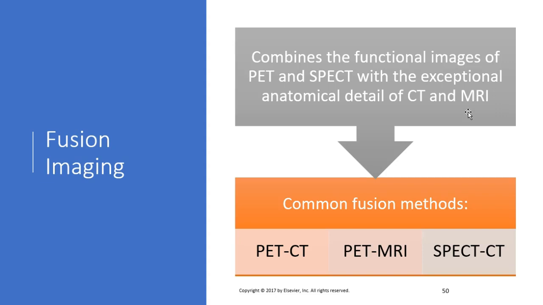Fusion imaging. So it combines the function images of PET and SPECT with exceptional anatomical detail of CT or MRI. So common fusions are PET CT, PET MRI, and SPECT CT. So they'll take the nuclear medicine study and the CT or the MRI, and they'll fuse the two together, and it shows us anatomy really, really well.